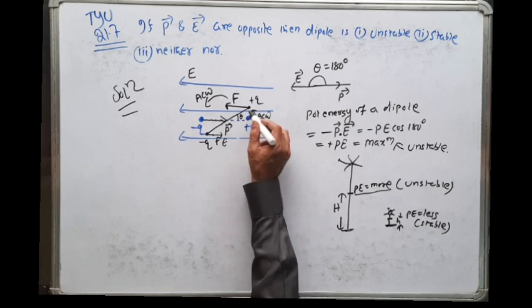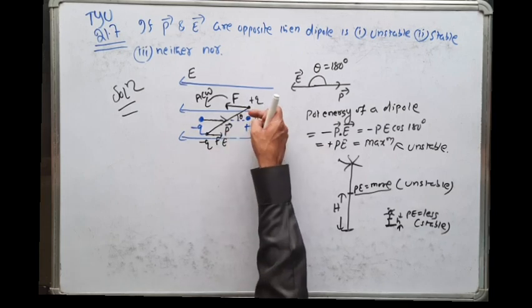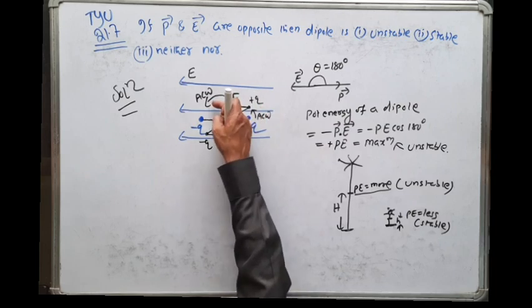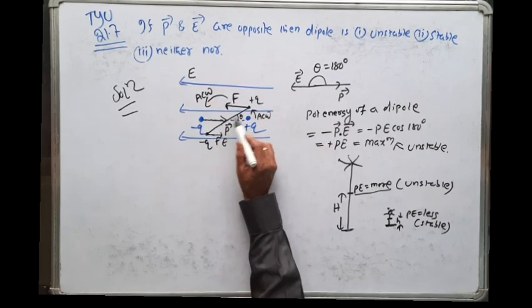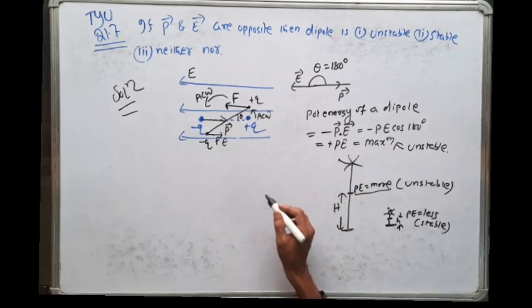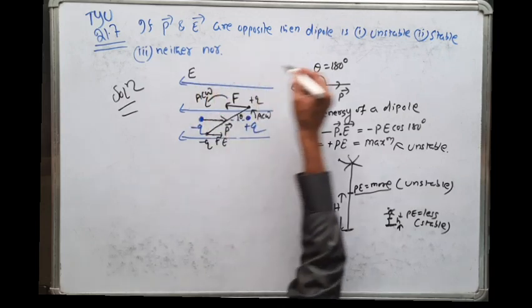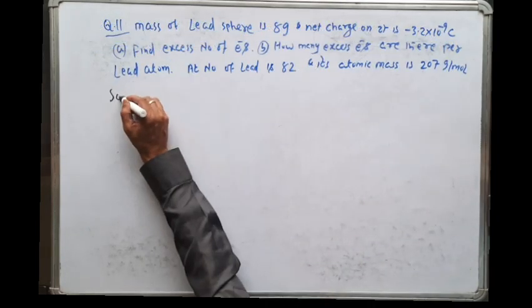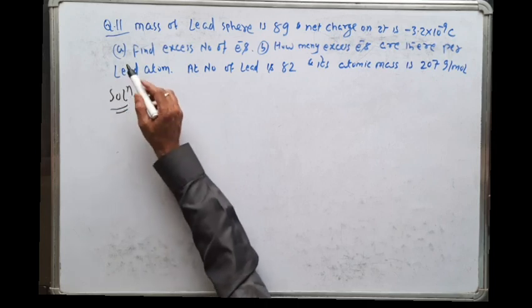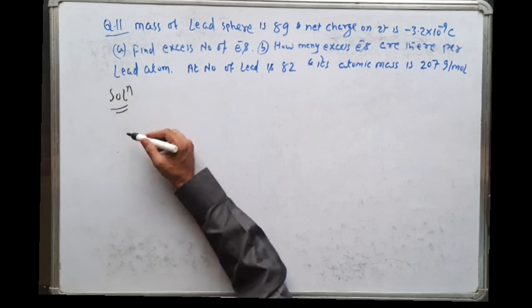After that, the torque developed in the dipole will also be in the anti-clockwise direction. That means after a small disturbance, the dipole will not come back to its original position. That's why it is unstable. So the answer is unstable.